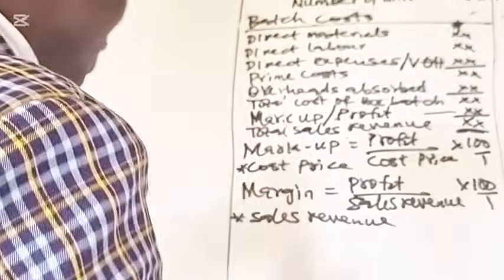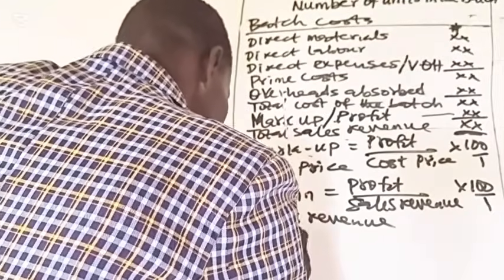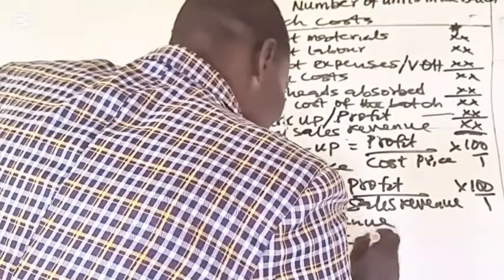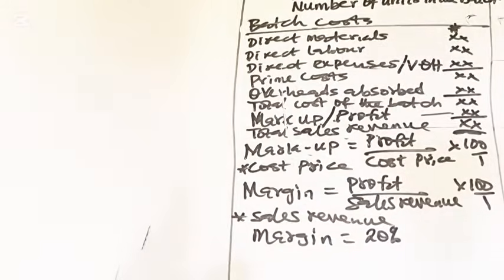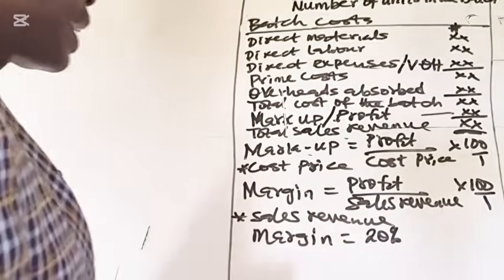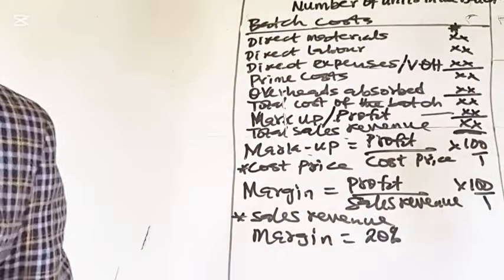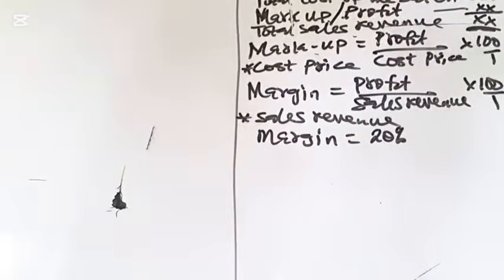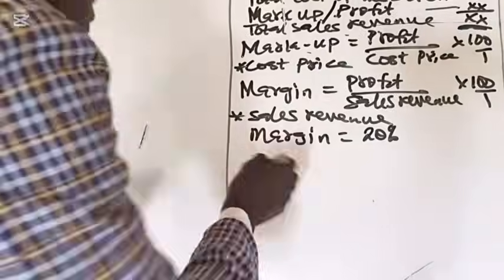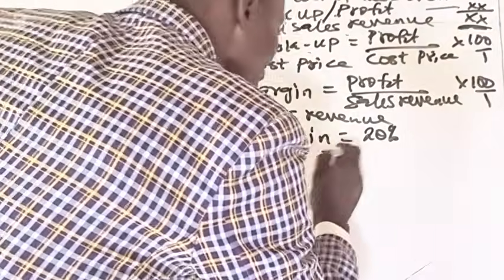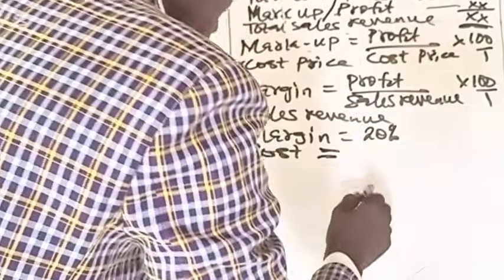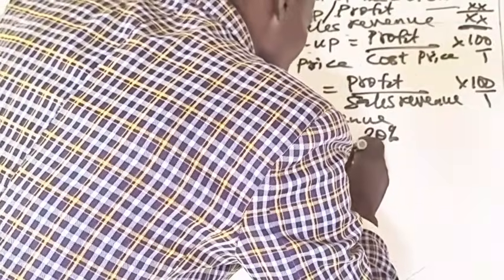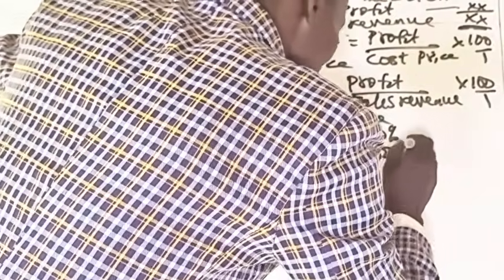So what I'm trying to say is, if margin is 20%, remember margin is supposed to be calculated on sales revenue, and you are given the cost information. If your total cost, after you've aggregated all your costs, is maybe given to be $100,000.